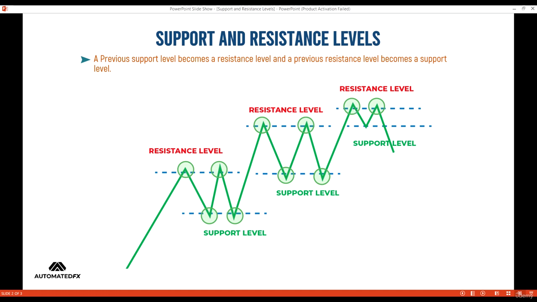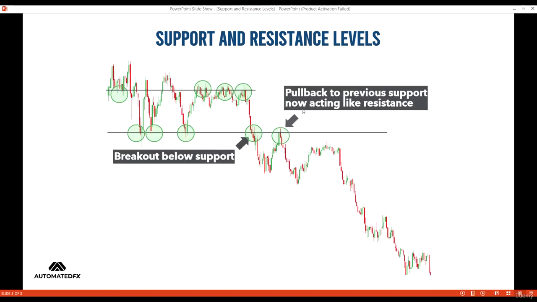Of course, this is an uptrend example. That's another principle that you have to take note of when it comes to resistance and support levels. This is an example of a chart and how resistance and support levels play out practically.